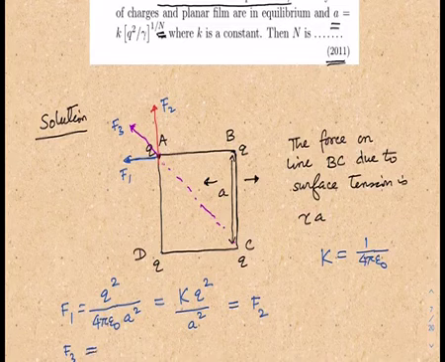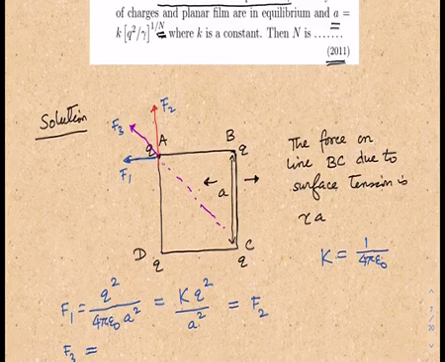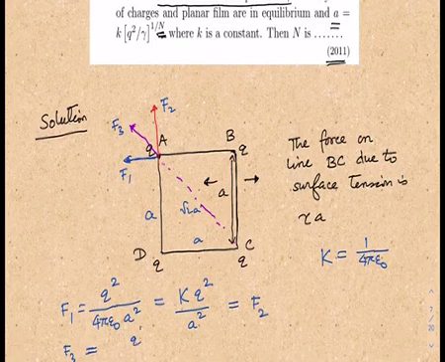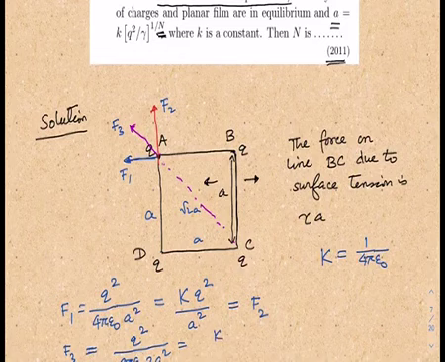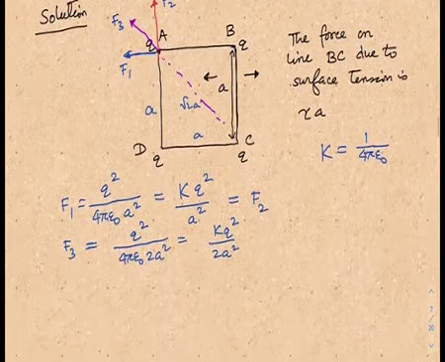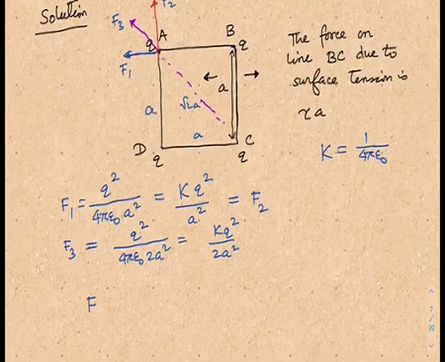F3, it is a very simple problem. You see, this distance, since this side is A, would be root 2 a from Pythagoras theorem. So it would be q square divided by 4 pi epsilon 0 times (root 2 a) square. So this is k q square by 2a square. So that is my F3. So for the resultant force, now you see, this has to be 45 degree, right?